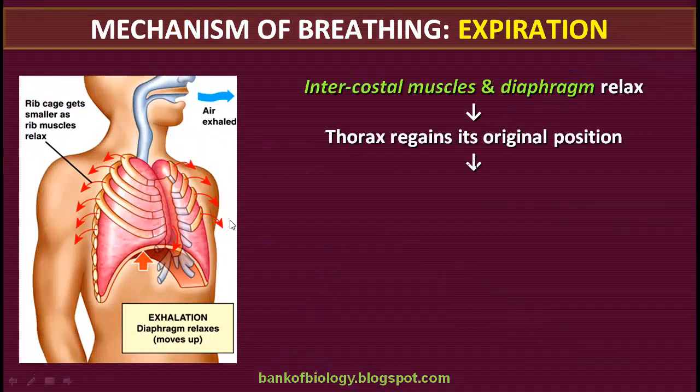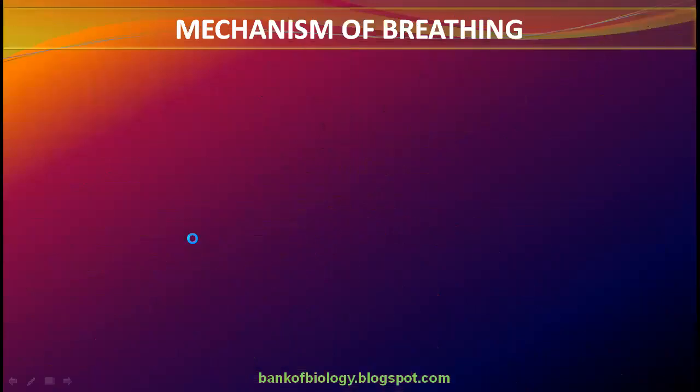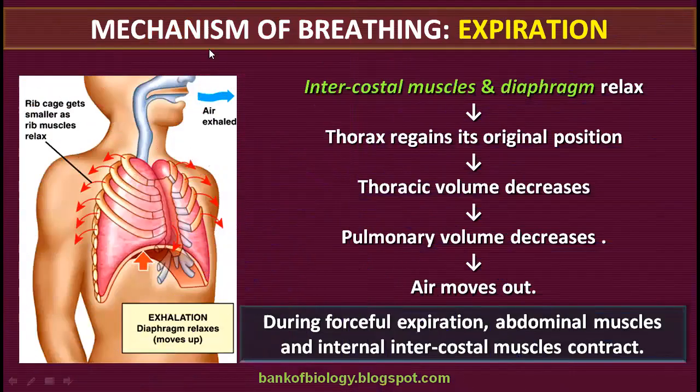So intercostal muscles and diaphragm muscles relax during the expiration process. When they relax, what happens? Thoracic volume decreases. You see here, the dome-shaped diaphragm went back again to its original position. Here it is. So lung volume is decreased.